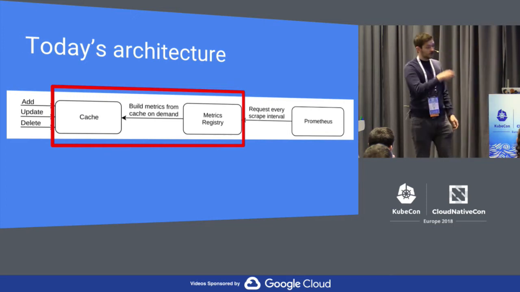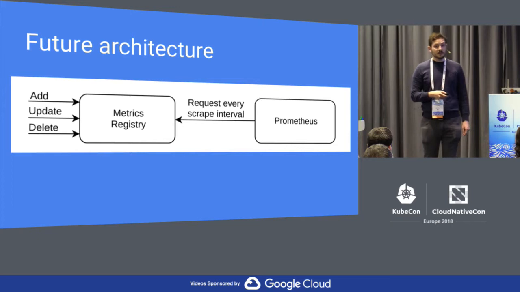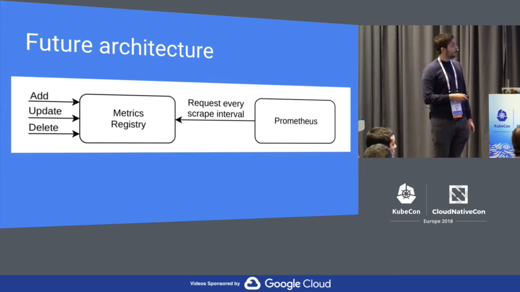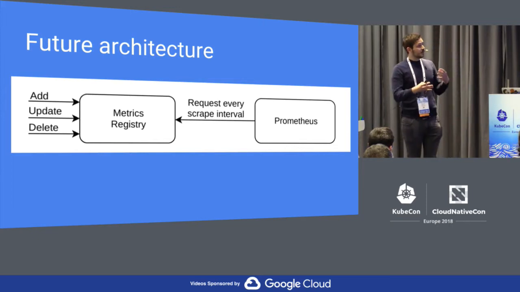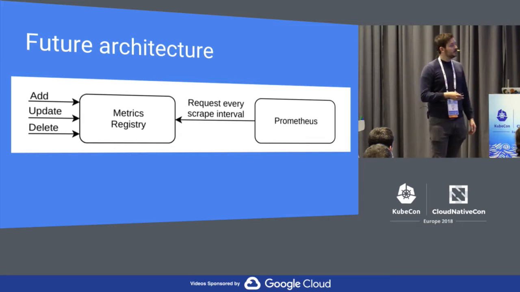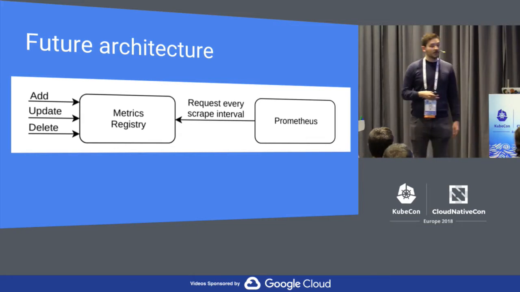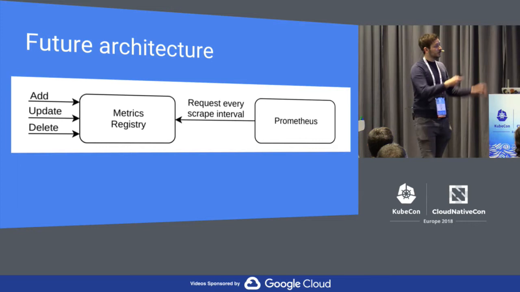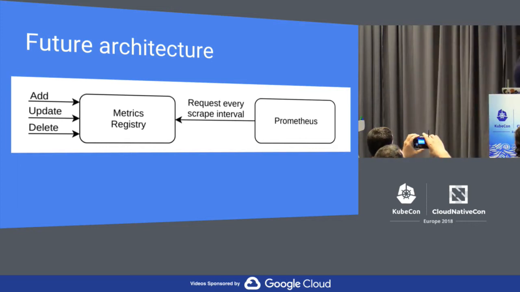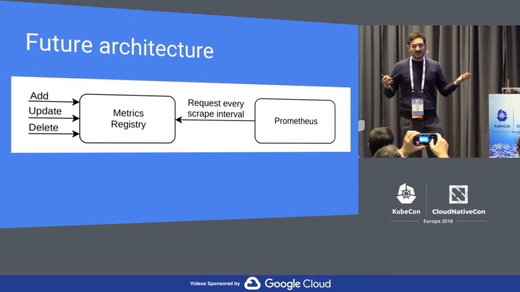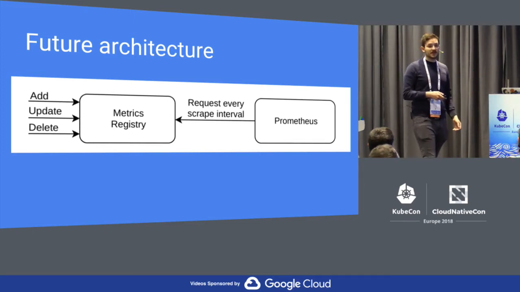So this is the current architecture, and we have some ideas on how to improve this. Basically, I've been bouncing some ideas with some people, and I think this is what pretty much everyone agrees on. We're just going to take the cache part out of this equation, because the metric output we for sure need to build, right? That's the whole point of this project.